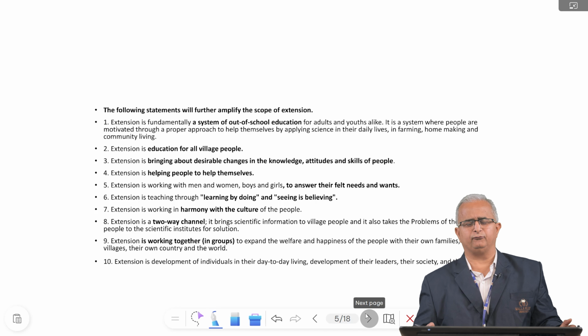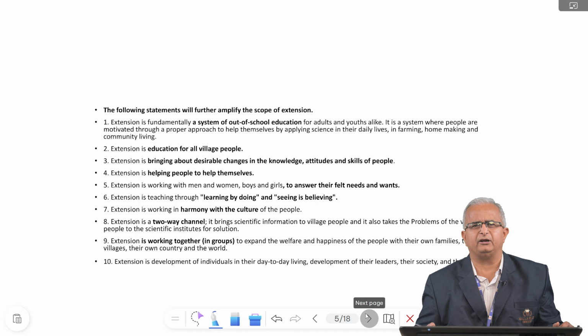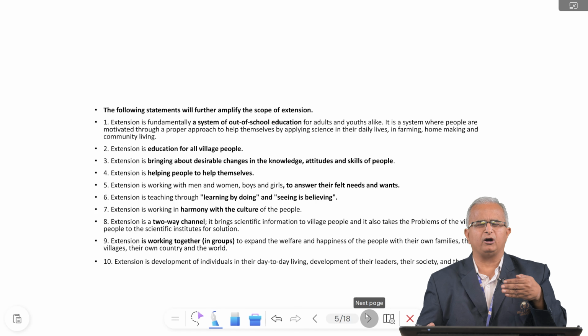The extension worker works together with people in groups. Generally, any extension worker or change agent works with the people in groups, so that if it's a group activity, whatever the welfare and happiness of the people, we want to expand that welfare and happiness to their own families, their own villages, their own country, and the entire world. The fundamental objective of extension is nothing but the development of the individuals. Destination man.